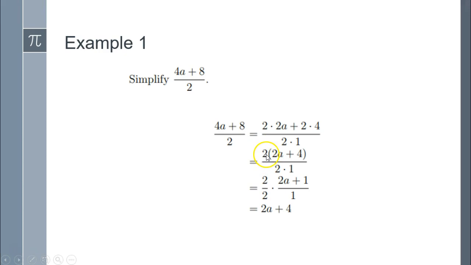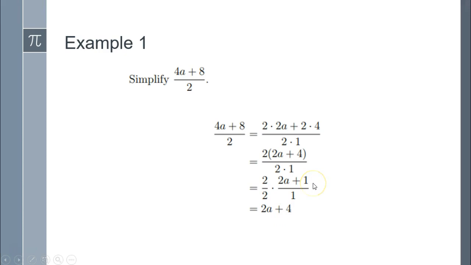When you do 2 divided by 2, you get a 1, and that leaves a 1 on the bottom. So a 1 on the top and a 1 on the bottom. So 2 divided by 2 is 1. So I'm simply left with 2a plus 4 over 1, and there's a mistake here. I'm very sorry. That answer should be 2a plus 1, not 2a plus 4. So please correct that if you're taking notes. That should be 2a plus 1.